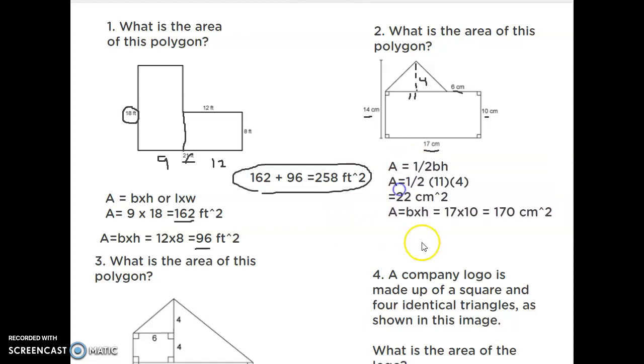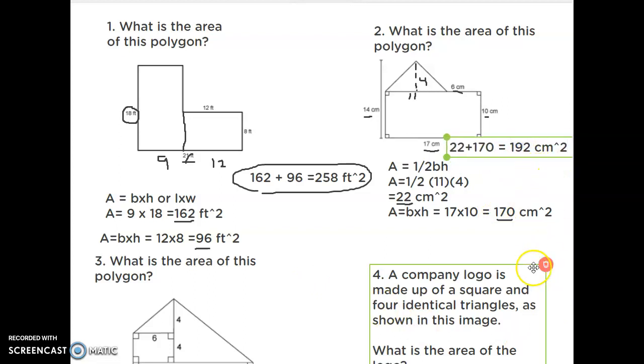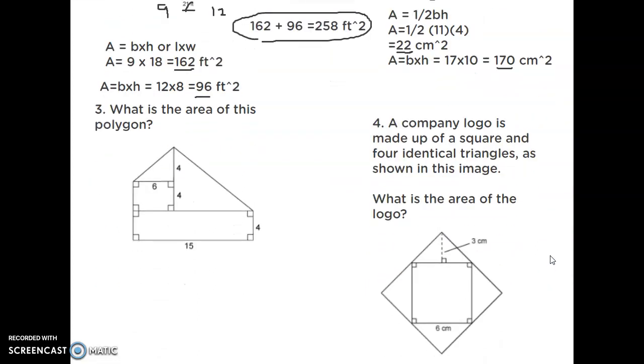Now, we're not finished. Remember, we have to take the values of each of those figures and add them together. So we add our 22 for our triangle and our 170 for our rectangle. 22 plus 170 gives us 192. Let me scoot that over. And so we have 192 square centimeters. All right, so that gives us 1 and 2. Let's go down here and look at number 3.